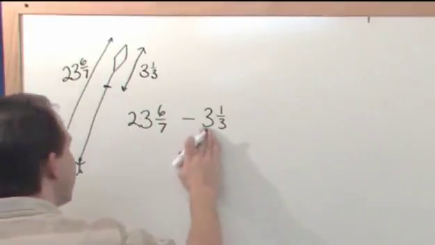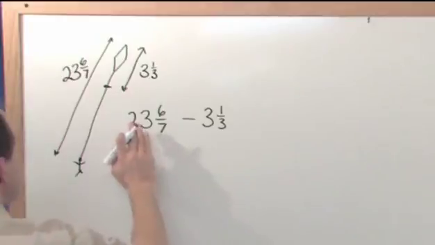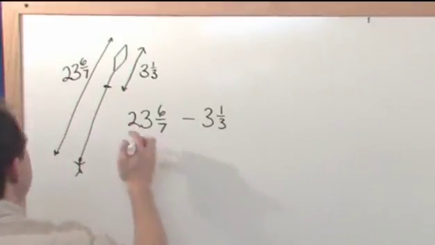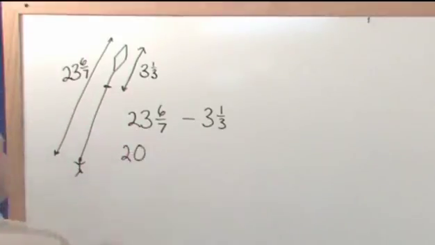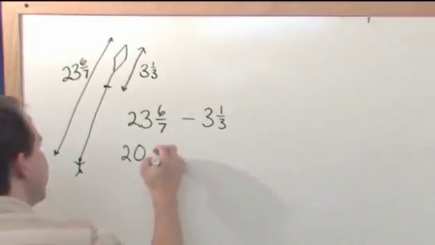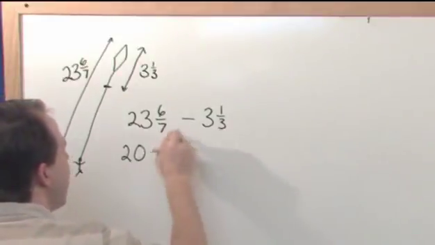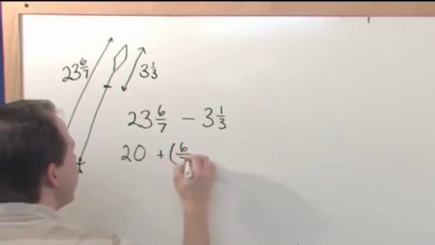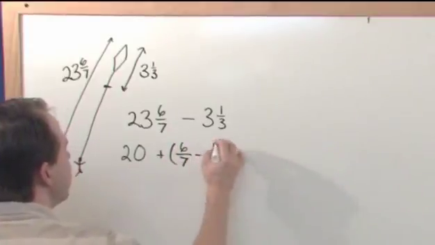So I know I can subtract my whole numbers. We've been doing that all day. 23 minus 3 gives you 20. Okay, so I write that down. And then the next thing I need to do is subtract my actual fractions here, which is 6/7 minus 1/3.